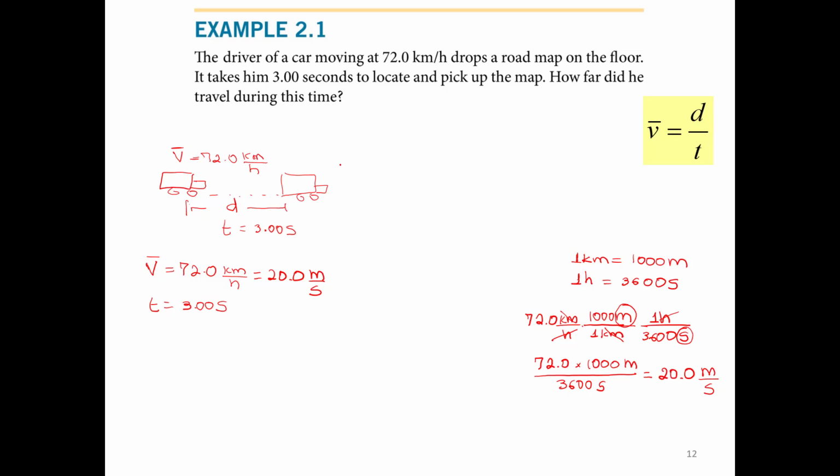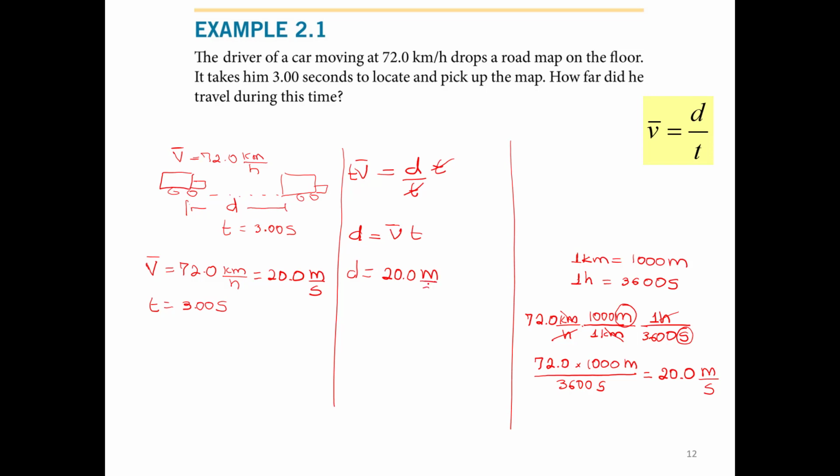Now let's calculate the distance. We have the average speed equal to distance over time. Because we want to solve for distance, we multiply both sides, then we have distance equals, and let's write it in this way, the way it appears in the books. The average speed is 20.0 meters per second multiplied by the time. Time is 3.00 seconds.